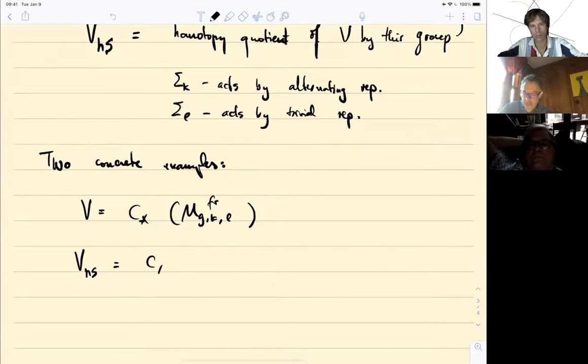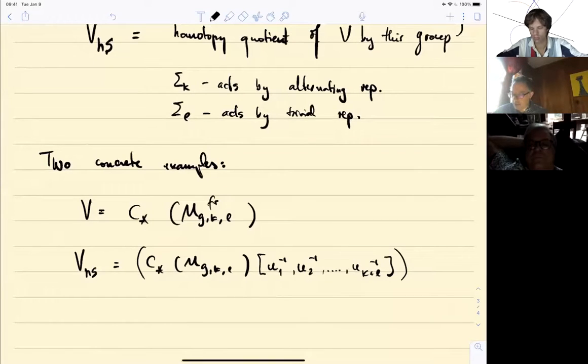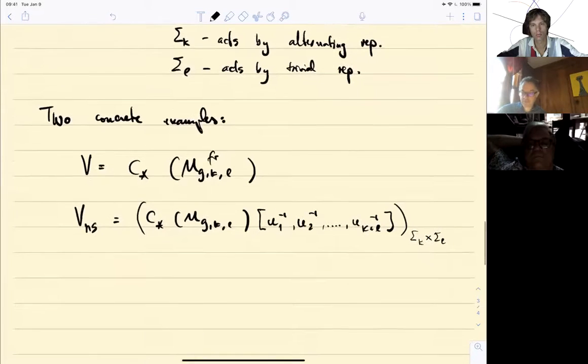But I add many of them. So I get chains on MGKL unframed, right? That's the quotient of the framed one by the circle action. Adjoined U1 inverse, U2 inverse, up to U K plus L inverse. And then I take the quotient of this by sigma K cross sigma L, where again, I'm taking the co-invariants in this funny way where I let sigma K act by the alternating representation and sigma L by the trivial representation. And that's about as much as I can explain. So somehow all the U's get identified. So there's only one U left.